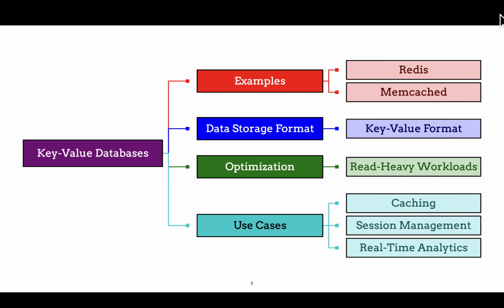Key-value databases. 1. Key-value databases, such as Redis and Memcached, are designed to store large amounts of data in a simple key-value format, and are optimized for read-heavy workloads. 2. They are particularly well suited for use cases such as caching, session management, and real-time analytics.